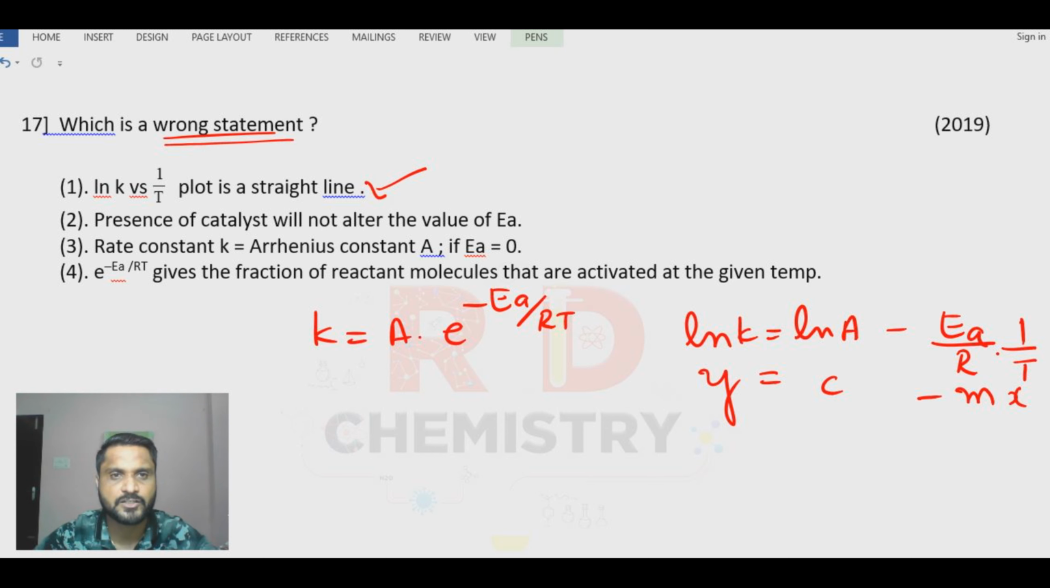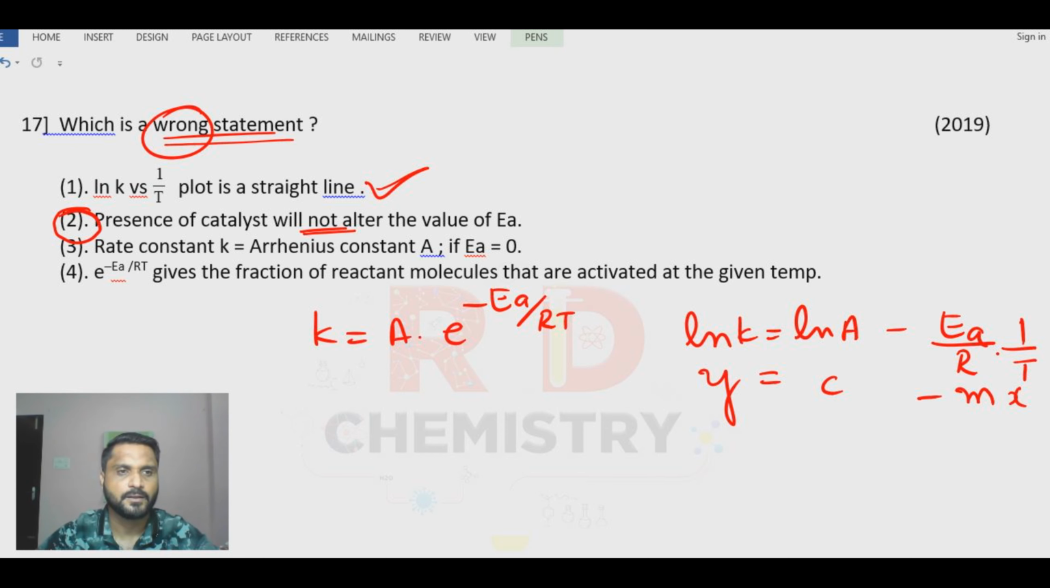First statement is the correct statement. We have to find out the wrong statement. The presence of the catalyst will not alter the value of Ea. In the presence of the catalyst, the activation energy decreases and the rate of the reaction increases. That means it will alter, but they have given not. So this will be the wrong statement. The answer will be the second one.